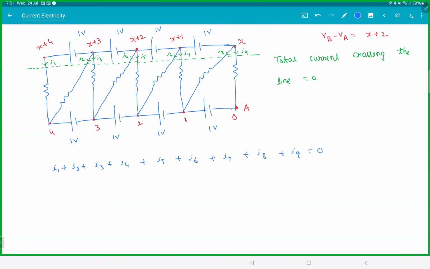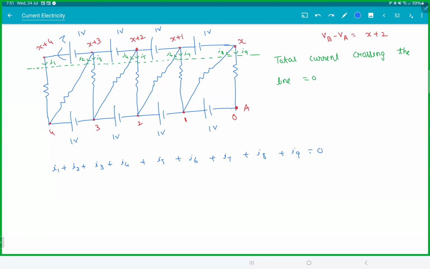The total current crossing the... Now, we are just treating this whole thing as one big node actually. The net current flowing through that must be 0, because if this is sending some current, it will come back again. Whatever you're sending should come back again. Matlab, net current kitna hona chahiye? 0. Every current that crosses the green line has to come back somehow to the battery again.